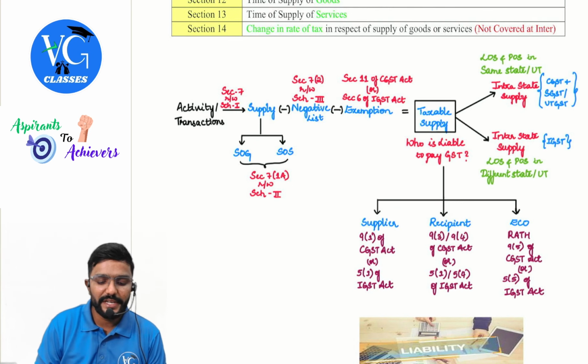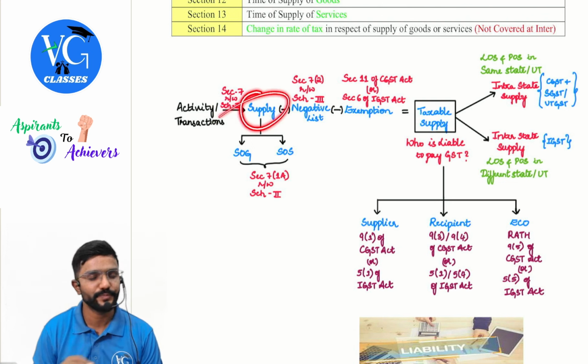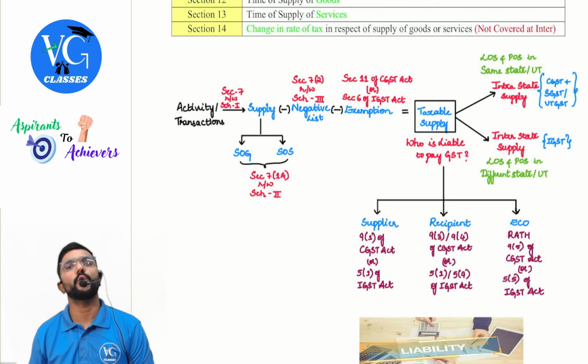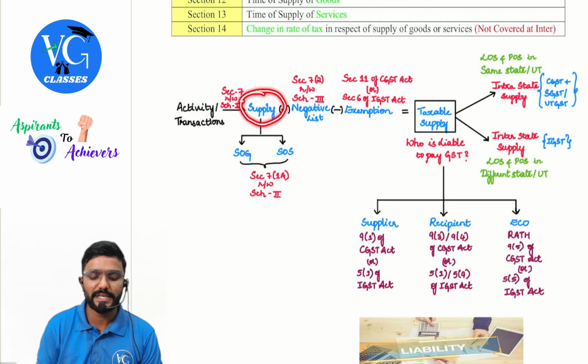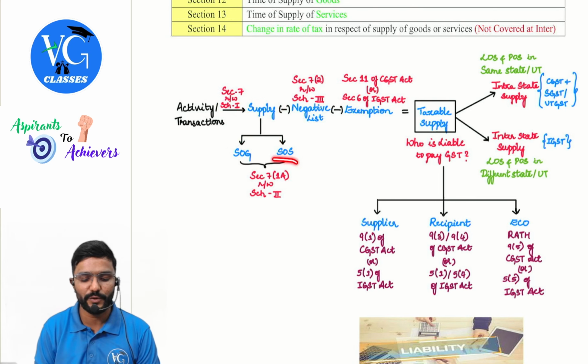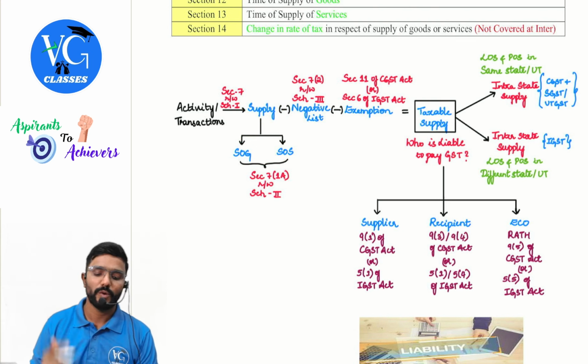First, we started with deciding whether the activity or transaction is a supply. For that, which section did we refer to? Section 7, read with schedule 1. Once we decided whether the activity or transaction is a supply, we have to decide whether it is a supply of goods or supply of services, for which we have to refer to section 7(1)(A), read with schedule 2.